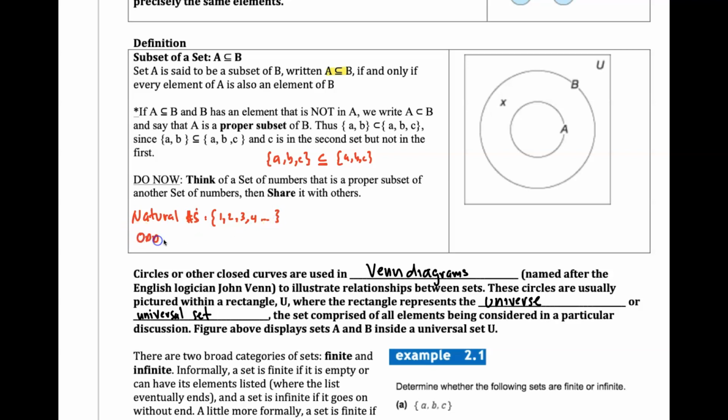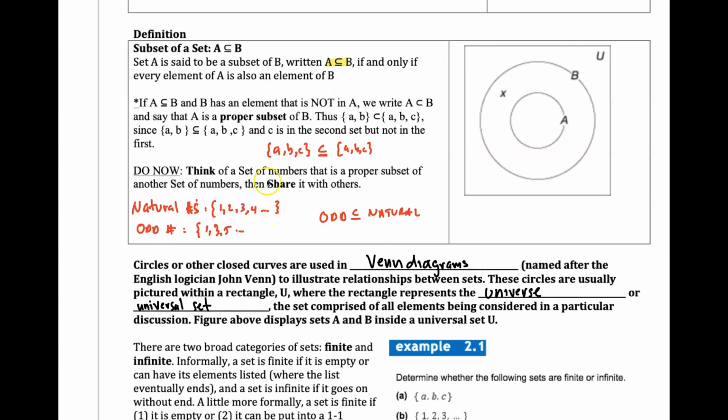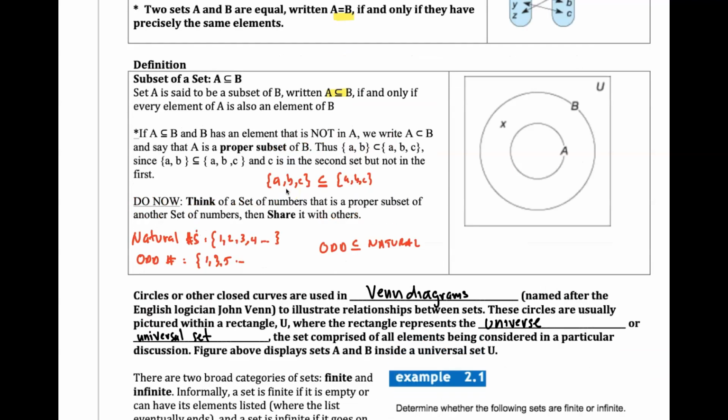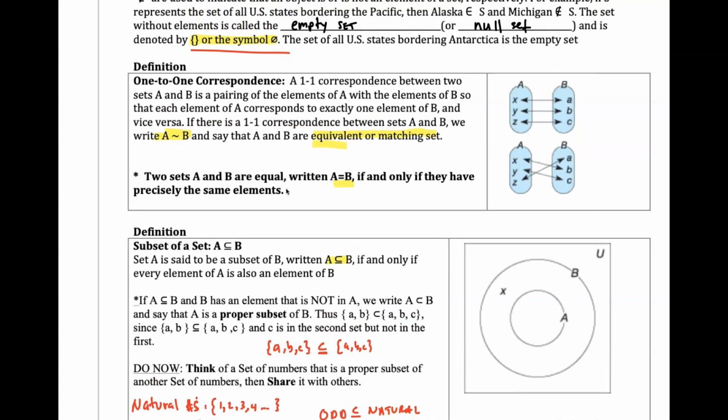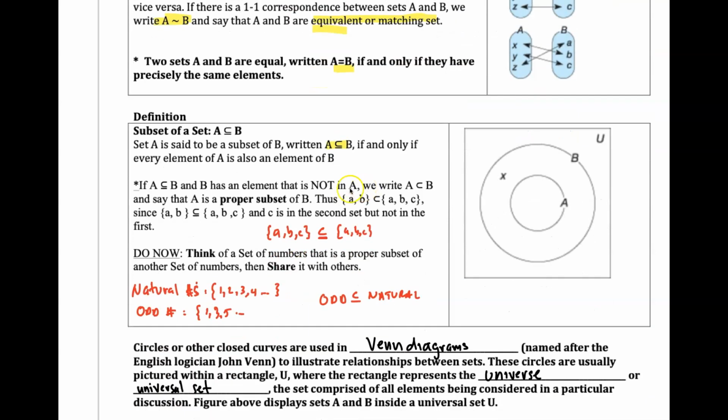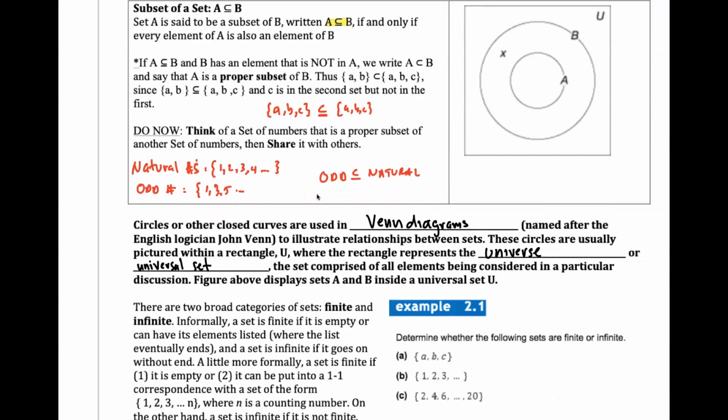And then let's go with odd numbers. This is just one example. Odd numbers are 1, 3, 5, dot, dot, dot, right? And so in this case, I would say that odd numbers are a proper subset of natural numbers, right? And so that was what we could do there. So again, that's our formal language of these definitions and how we think about sets and how they're related to each other.